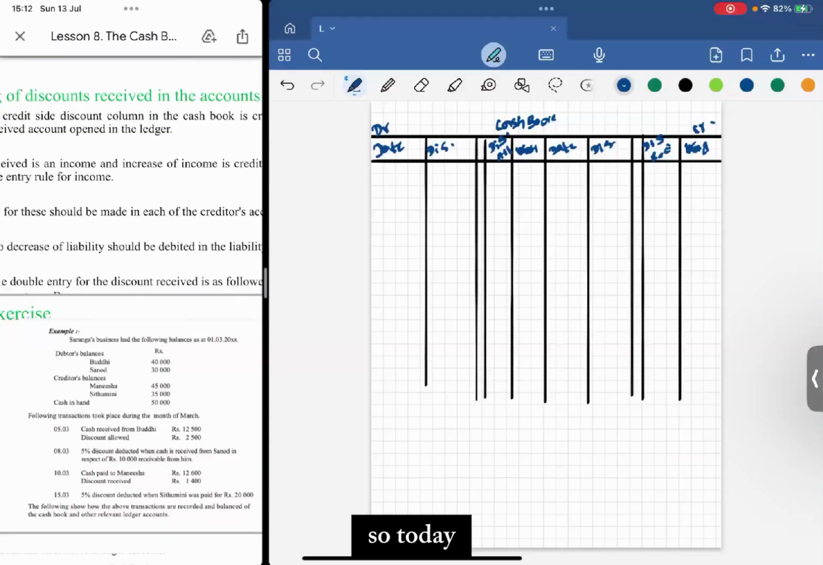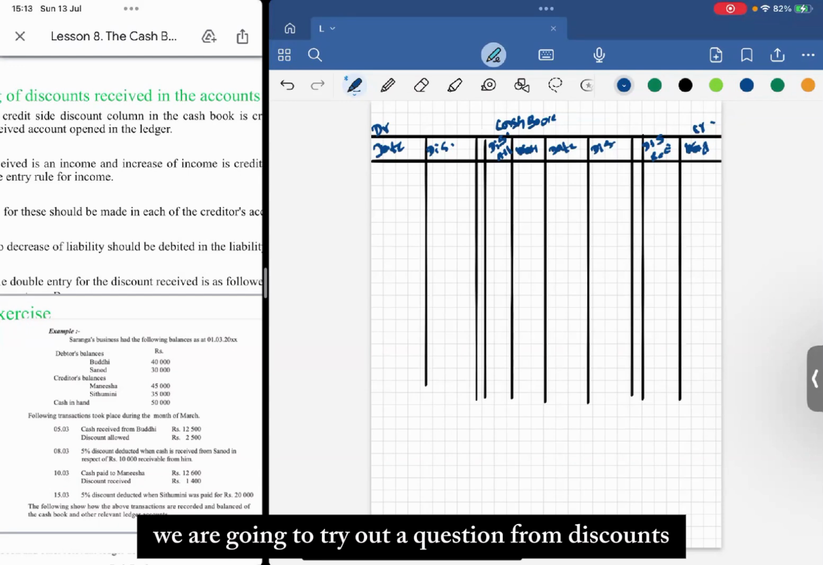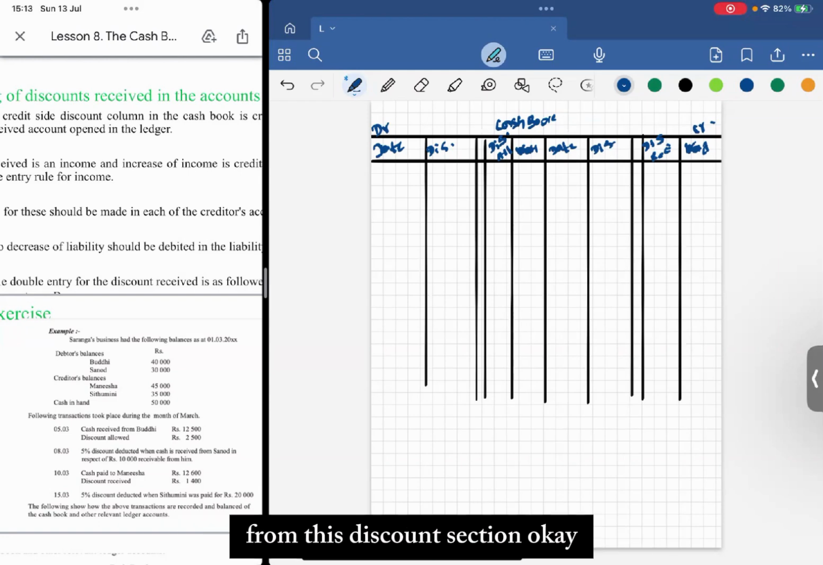Okay, so today we are going to try out a question from the discounts section. Discounts is another part of the cash book, and we have been studying this lesson for the last week. And today we will try out a question from this discount section.